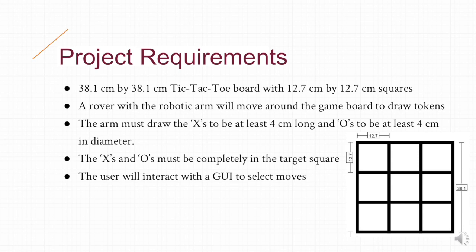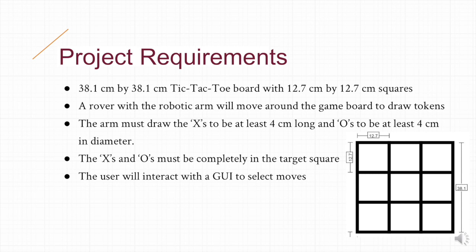The requirements that we set for our project were the following. The playing field would consist of a 38.1 cm by 38.1 cm tic-tac-toe board. The system would function such that the user would select a move through a graphical user interface, and a rover with a robotic arm would move around the game board to draw X's and O's.